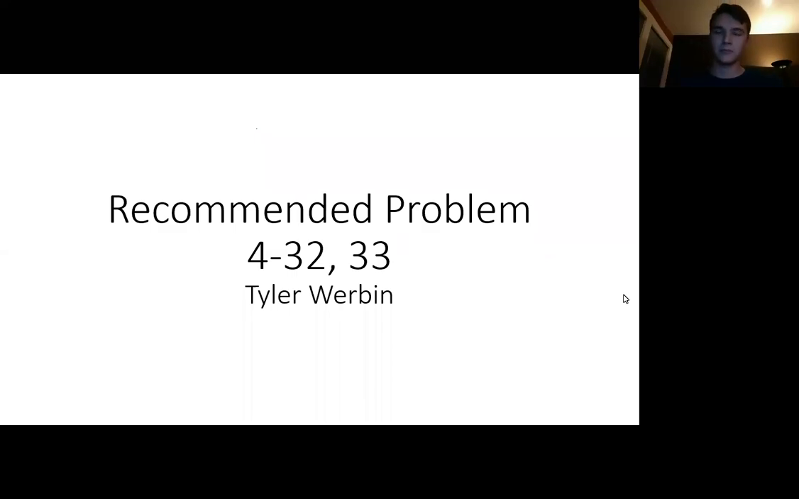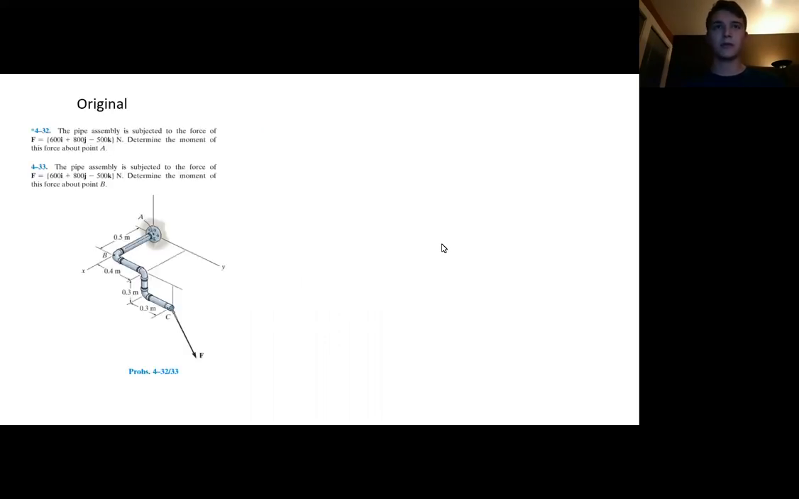Hello and welcome. I'm Tyler and I'll be going through recommended problems 32 and 33 in chapter 4 from the Hibbler textbook. In the textbook, we were given this pipe-like structure coming out of point A on the X, Y, and Z coordinate system. We know the force F is acting on point C, and we know the distances relative to the points between them. We're asked to find the moment of this force about point A and then about point B.